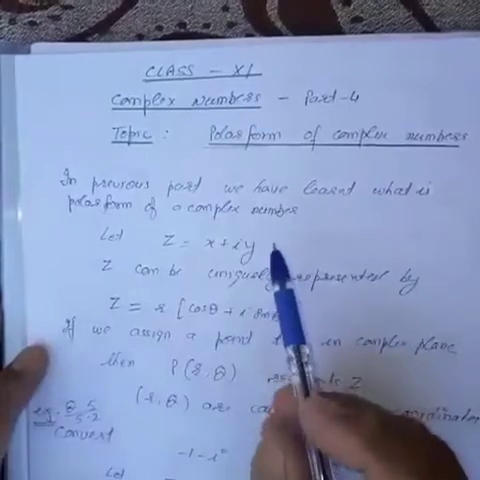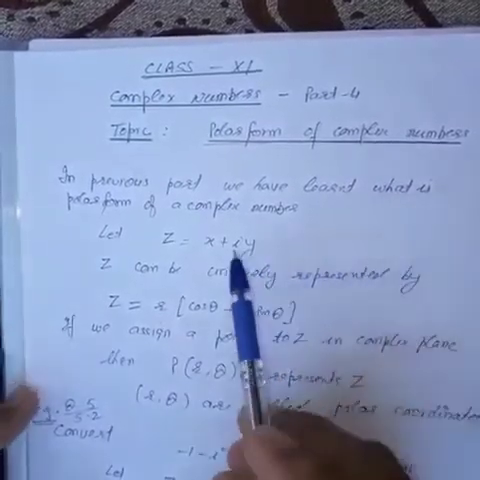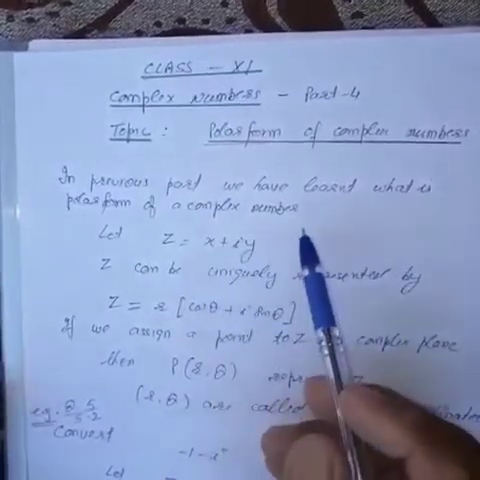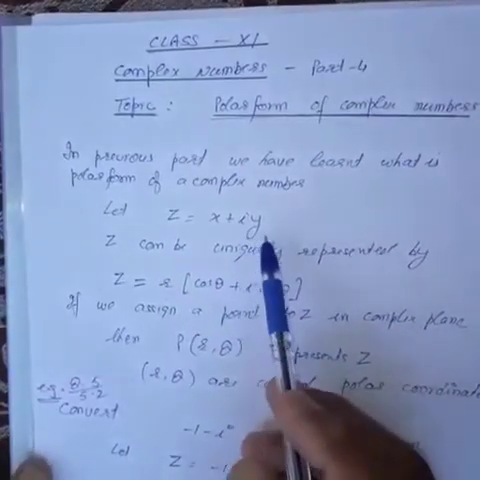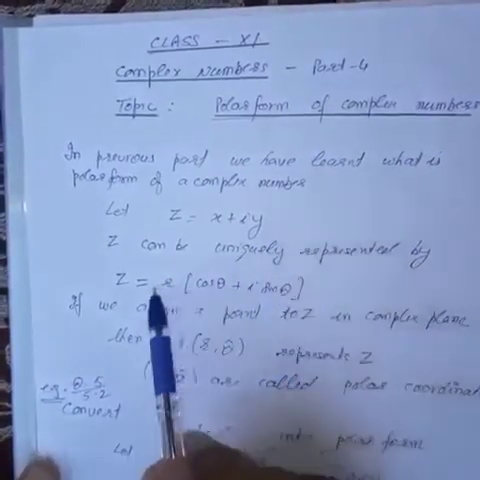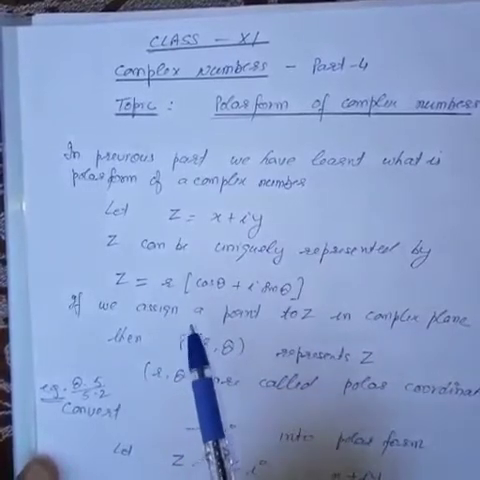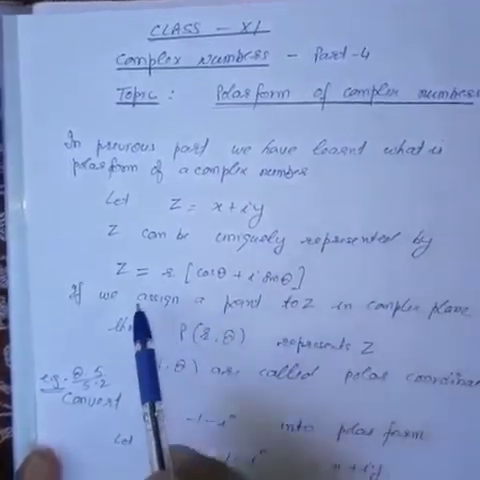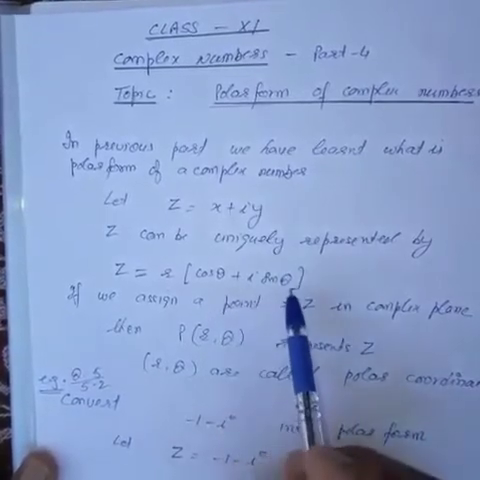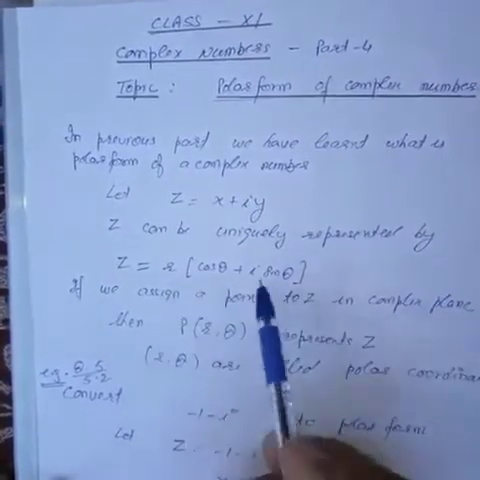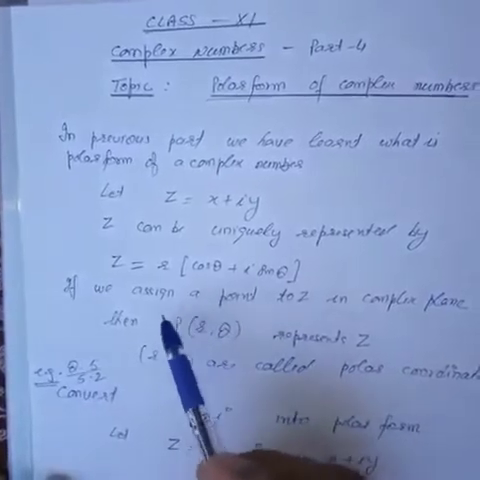In the previous part we have learned what is the polar form of a complex number. If z is x plus iota y, any complex number in the Cartesian form, then z can be uniquely represented by z is equal to r into cos theta plus iota sin theta. This is called polar form. We have learned this in the previous part.